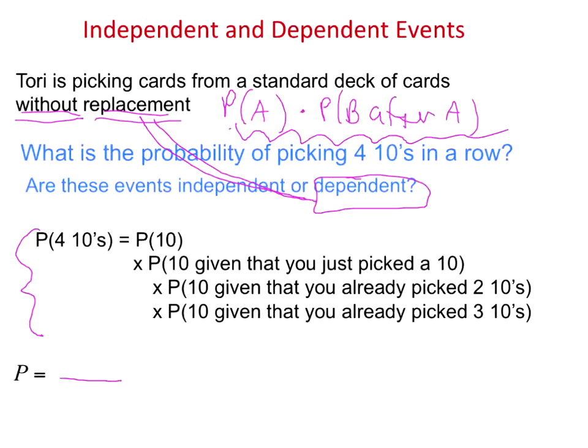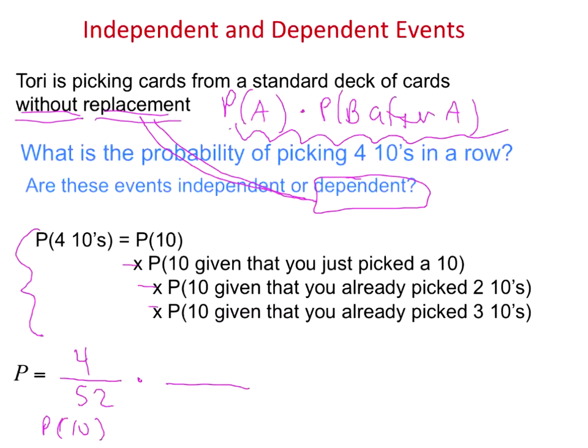What's my probability of picking 1 ten? So think about it. My desired over my entire. Our entire deck of cards had how many? 52. How many options do I have of picking a 10? 4. Everybody okay for my first one? Probability of picking a 10.